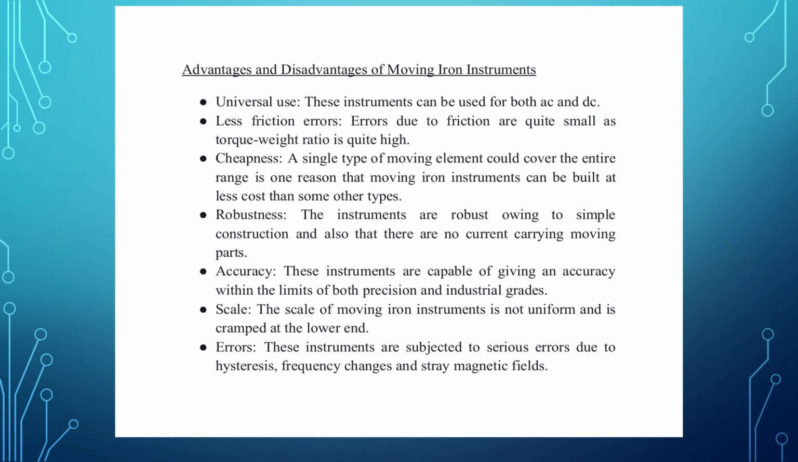Roughness: the instruments are robust owing to simple construction and also because there are no current carrying parts. The instruments are capable of giving an accuracy within the limits of both precision and industrial grades. The scale of a moving iron instrument is not uniform and is cramped at the lower end. These instruments are subjected to serious errors due to hysteresis, frequency changes, and stray magnetic fields.